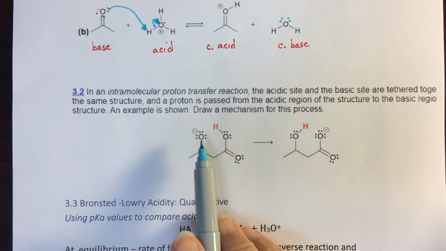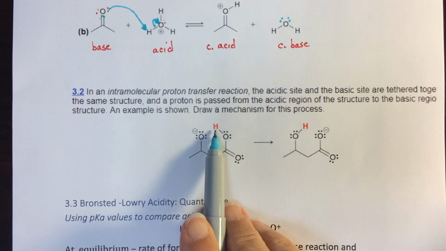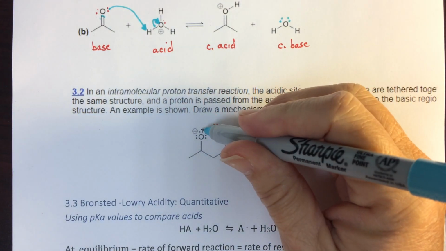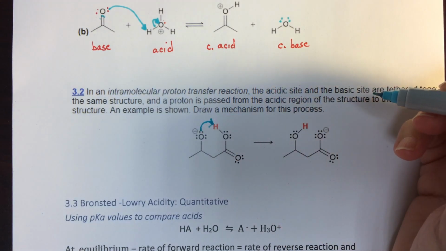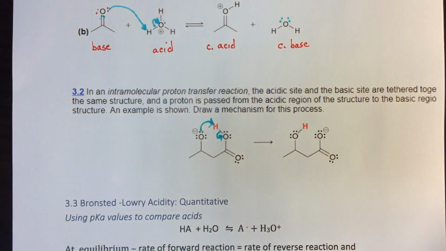Well, we've got some electrons over here and a negative charge. They're going to be attracted to that hydrogen. So these electrons here are going to go to capture that hydrogen, and these electrons are going to go to live on the oxygen.